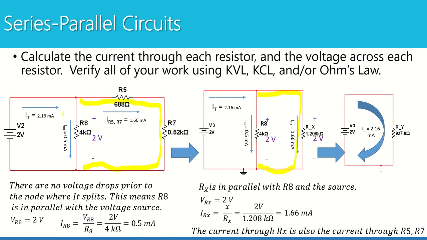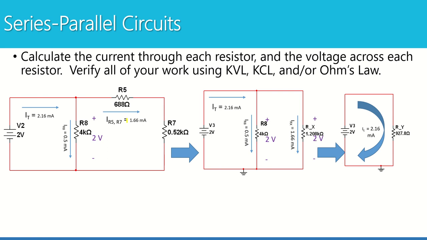And now that I have those currents, I can go find the voltages for R5 and R7. So that's going to be my next step. Before I do that, I'm going to verify that the current I found for this branch is right. I can do that using KCL. I know that the current going into this node has to equal the current coming out. So I'm going to add up the current going in, which is just 2.16 milliamps. I'm going to add up the current going out, which is 0.5 milliamps plus 1.66, and I'm going to make sure that they're equal. In this case, they are, letting me know that my work is correct.